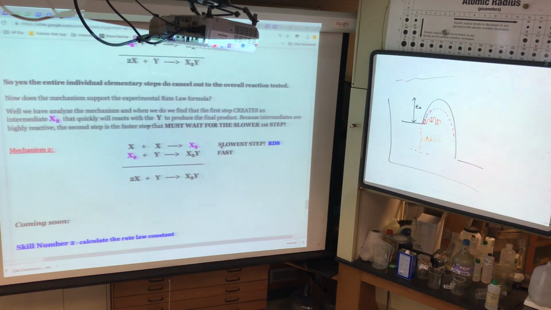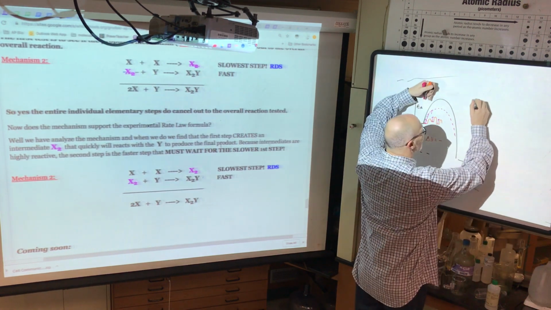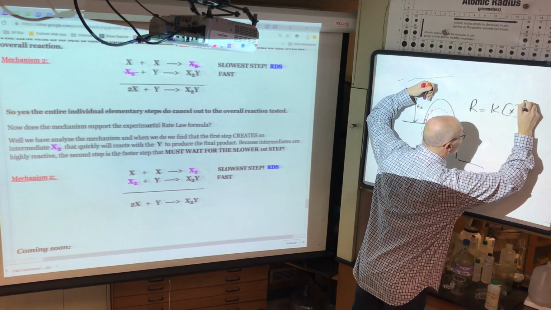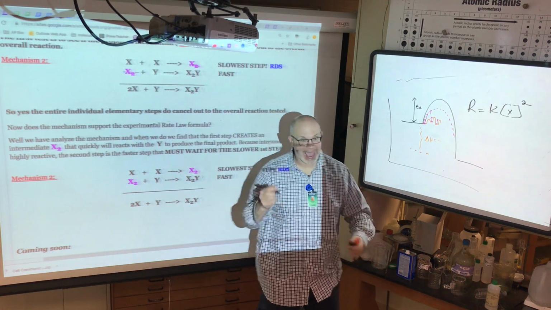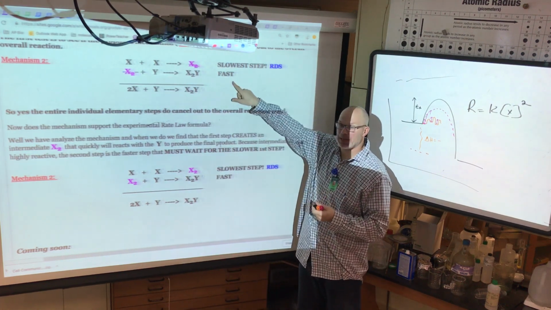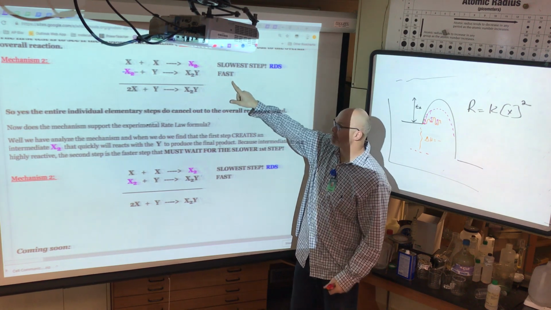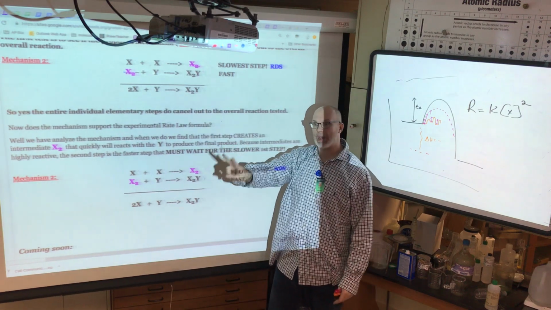And I don't have it here because I didn't finish. So what it gives me is R equals k, x to the what power? And I don't have any y, do I? So y is 0. Hey, this mechanism supports the evidence for 2 reasons. Overall, we get the correct reaction, and 2, we get the rate orders.